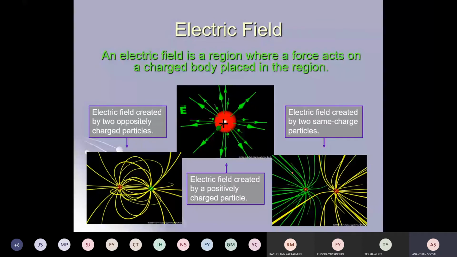Okay, before I go to electric field again, can you tell me what is the difference between electric force and gravitational force? Anyone? What are the differences? What is the similarity? In the exam, they'll ask what are the differences between electric force and gravitational force, and what is the similarity between two point masses and two point charges? Anyone? What is the difference?